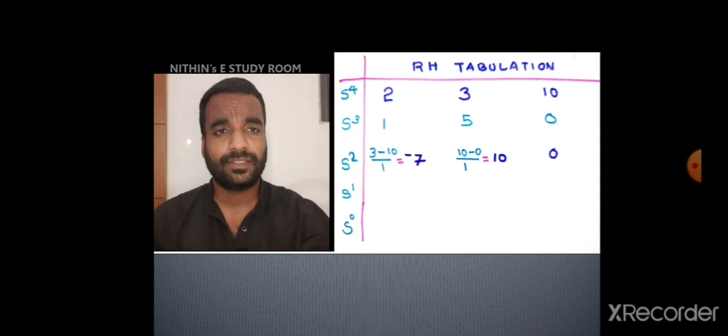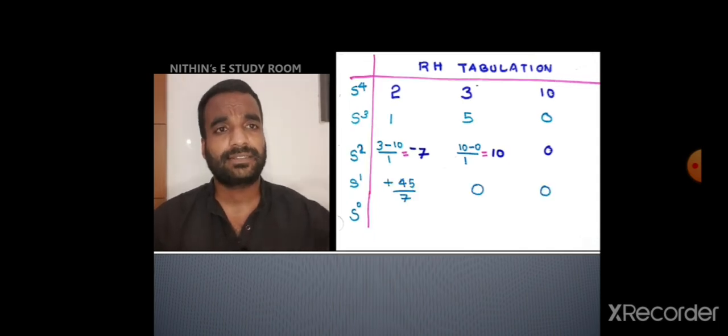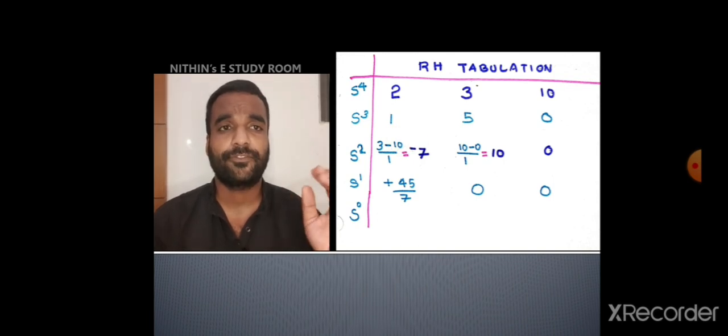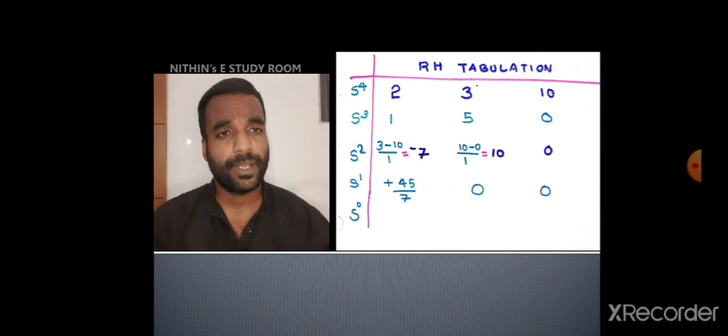Now we will check the fourth row, s raised to 1. That is nothing but (minus 7 into 5 minus 1 into 10) by minus 7. That is (minus 35 minus 10) by minus 7. That is minus 45 by minus 7. So it will give plus 45 by 7.